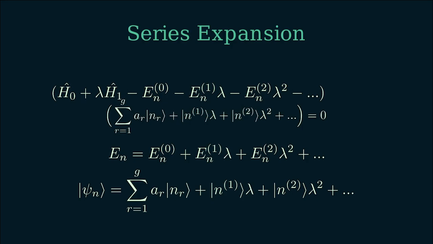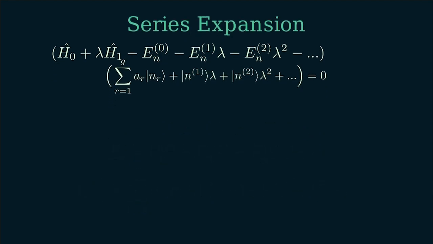Notice that this equation must be valid, that is, it must be equal to 0 for all values of lambda. And the only way we can satisfy this condition is if each term with a different power of lambda is equal to 0 separately. Meaning, all the terms that are linear in lambda must be equal to 0. All the terms that are quadratic in lambda must be equal to 0, and so on.